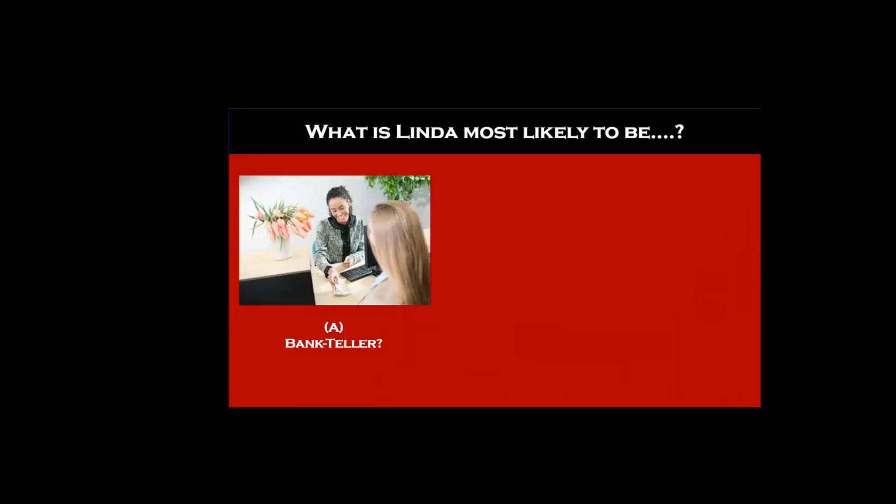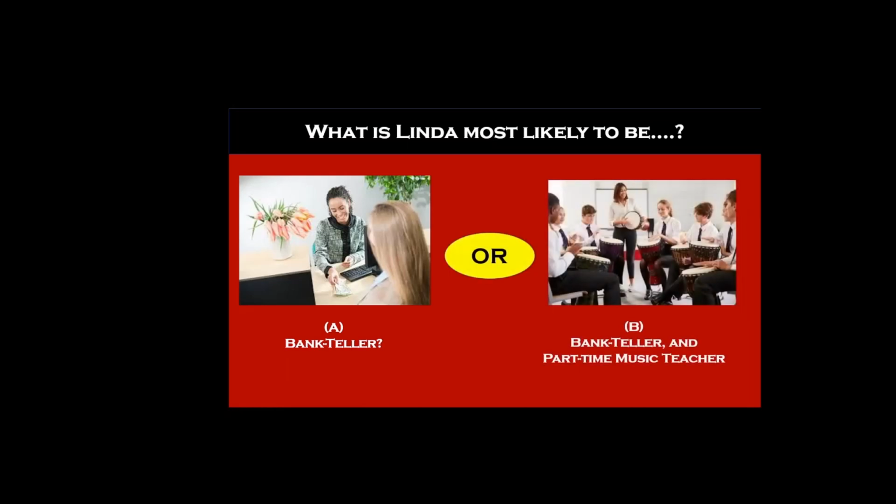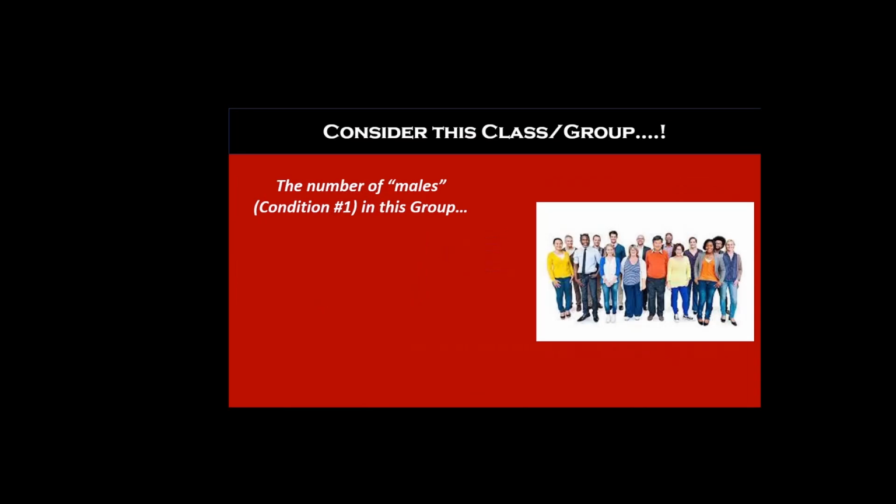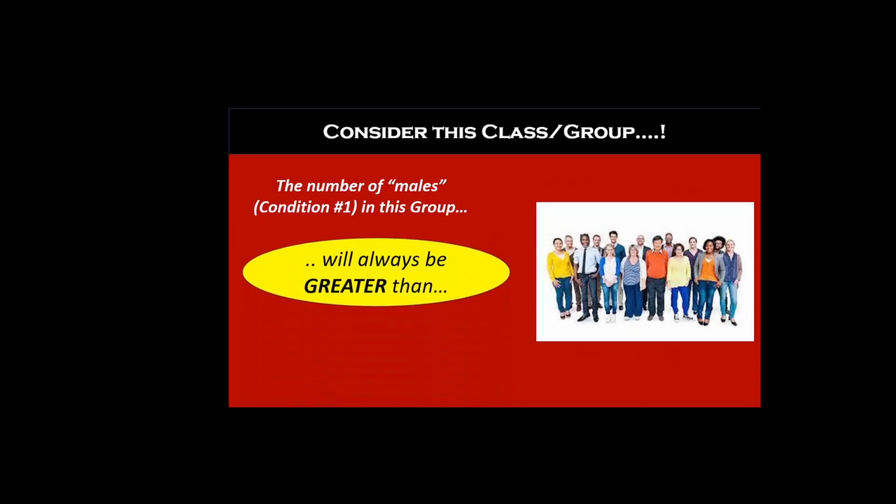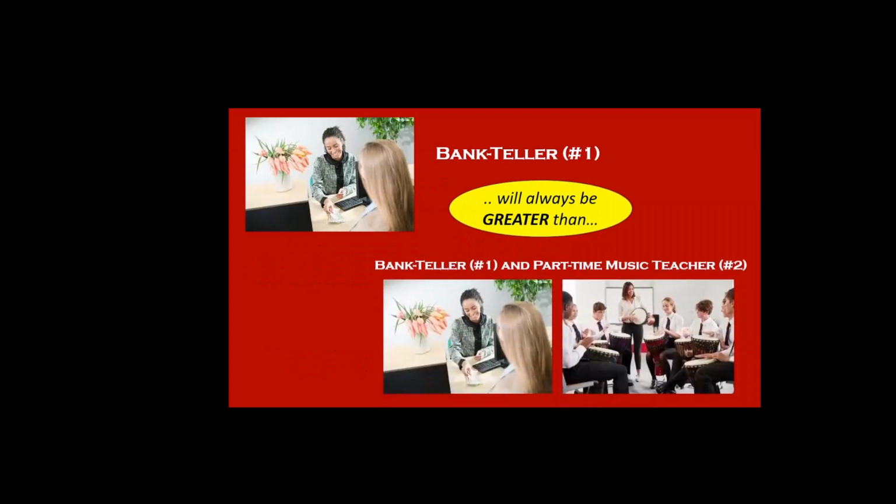So what is Linda most likely to be? A bank teller, or a bank teller and a part-time music teacher? Consider this class or group. The number of males in this group, that is satisfying 1 condition, will always be greater than the number of males in this group born in this city, that is satisfying 2 conditions. Hence, Linda being a bank teller, satisfying 1 condition, will always be greater than Linda satisfying 2 conditions, which is that of being a bank teller and a part-time music teacher. Hence, the most likely scenario is that Linda is a bank teller.